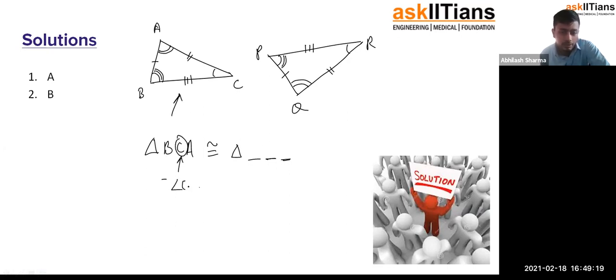If we want angle C, then whatever letter comes in the middle, obviously those corresponding angles must be equal. So angle C is equal to angle what? Clearly this angle C is equal to angle R. So R will come here, then only corresponding parts will be equal. Angle C equal to angle R, which is true. Similarly, angle B must be equal to angle P, so P should come here. Similarly, angle A must be equal to Q, so Q must come here.